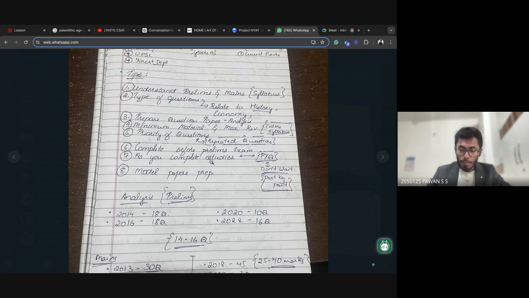Sixth point is about completing before the prelims exam. So before your prelims exam, you have to make sure that you are completing ecology and environment. Very crucial. Do not keep it for the last moment, you will be on the wrong track. So make sure that you are able to finish everything before your prelims exam.